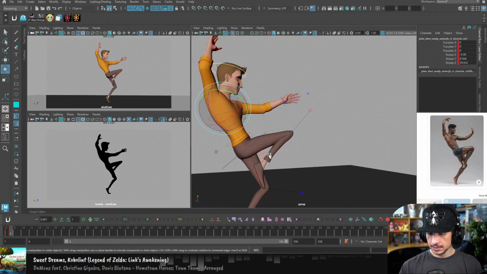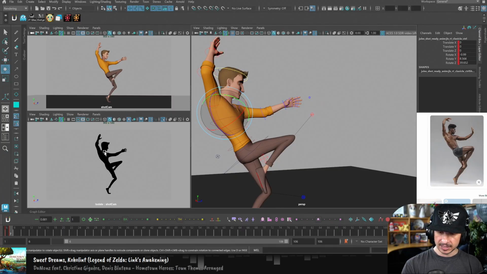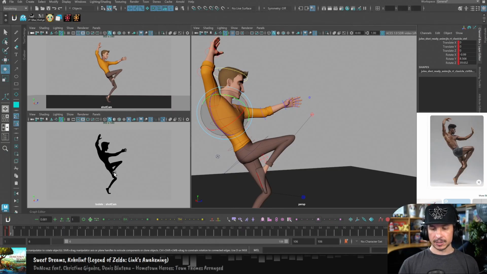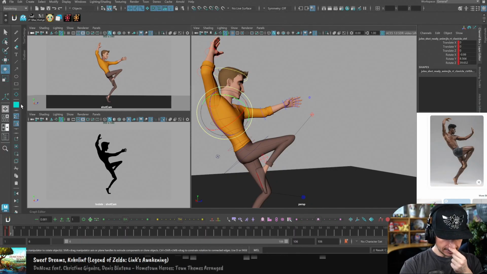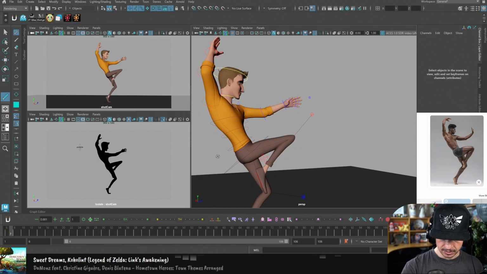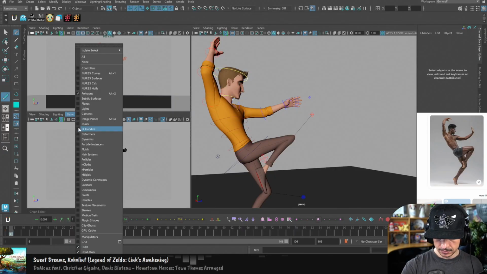Okay, so how are we feeling about this pose? Well, let's take a look at some of those things that we were looking at before. So let me save as well. If I take my grease pencil tool here, and let's see.